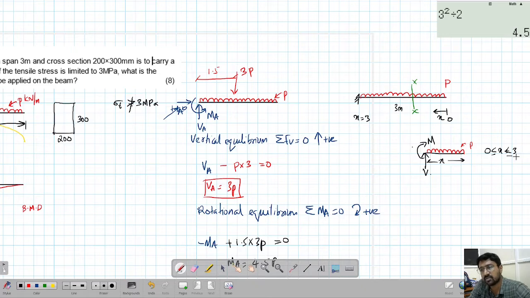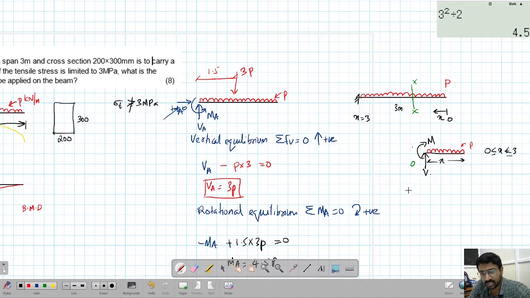The range of x is from 0 to 3. X can be any point from 0 to 3 because the load is constant. Everything is constant in this section. Now we can find equilibrium. This point I will call O dash, and this point I will call O.